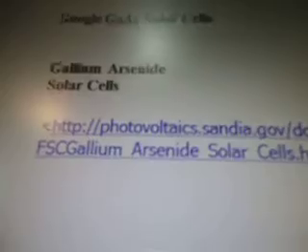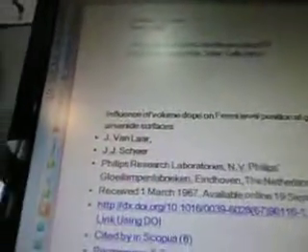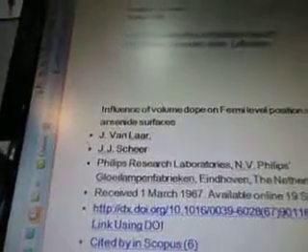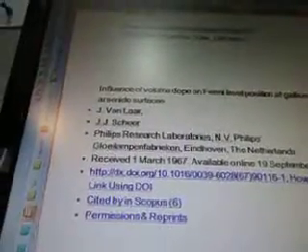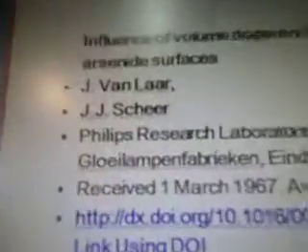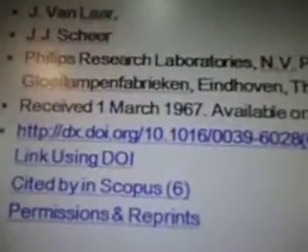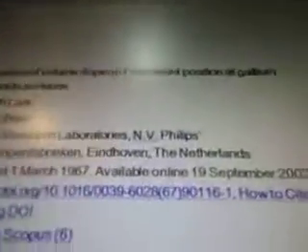It says it's a gallium arsenide solar cell from photovoltaics.sandia.gov. So this is a PDF research paper. We get some research stuff here. Influence of volume doping on Fermi level position at gallium arsenide surfaces by J. Van Laar and J. Scheer. It's from the Philips Research Laboratories in the Netherlands. They received it, actually look at this, in March 1967, which is just before our WOW signal. It was 10 years before it. And it became online in September 2002.